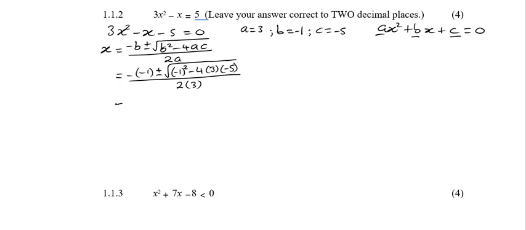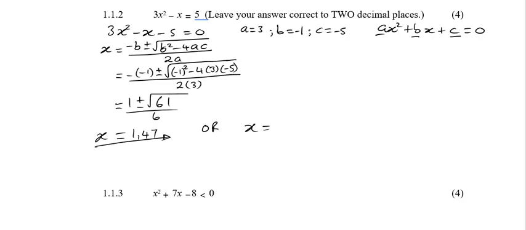Then you punch your calculator. You will find that 1 plus or minus square root of 61, and then all divided by 6, because 2 times 3 equals 6. And then as we are asked to give the answer to 2 decimal places, your first x is 1,47. Your second x will be x equals to negative 1,14. Then those are all the answers.